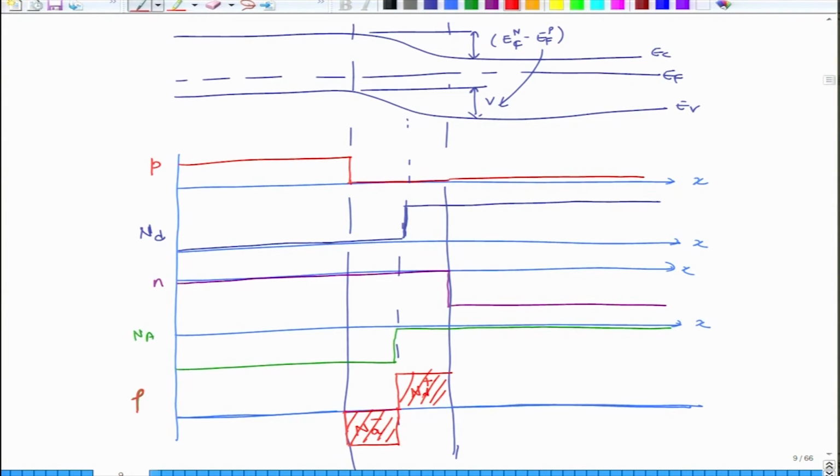Since you now have a positive charge and a negative charge separated with respect to each other, if I plot the electric field with a different color, the electric field goes like this at the interface. The electric field is 0 everywhere else, but it is not 0 within the junction. So this electric field prevents further diffusion of carriers into both sides. So you have two counteracting forces.